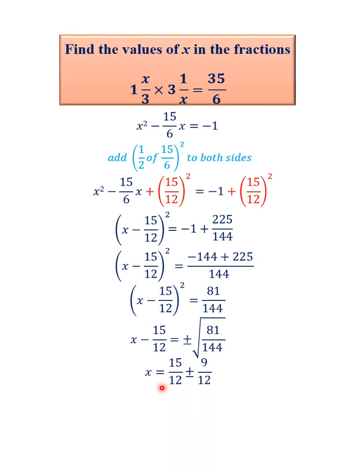Moving on, we have x equals to 15 over 12 plus or minus the square root of 81, which is 9, over the square root of 144, which is 12. And this breaks down to x equals to 15 plus or minus 9 all over 12, because 12 is a common denominator here. From here, we can now obtain the two values of x. One of them will take the positive and the other the negative. So we have x equals to 15 plus 9 all over 12 for the positive, or x equals to 15 minus 9 all over 12 for the negative.